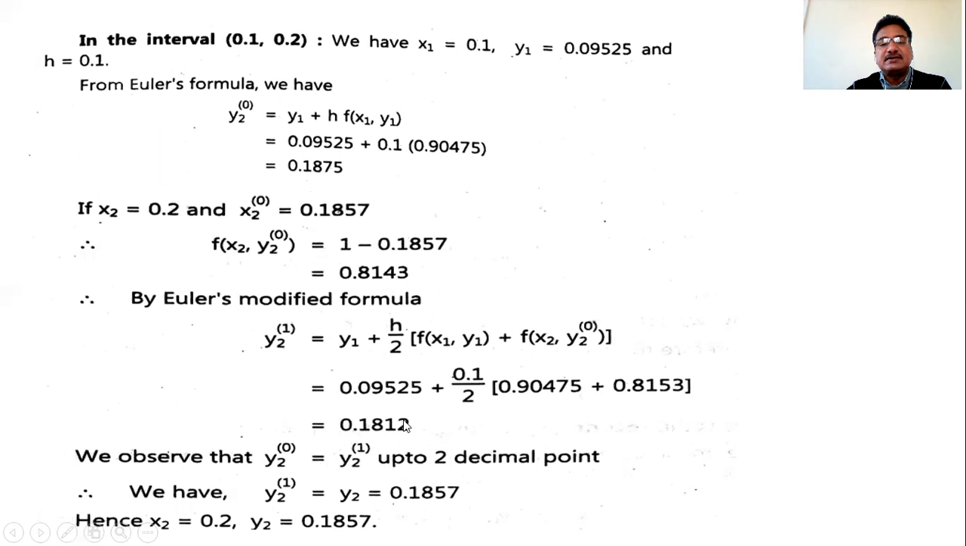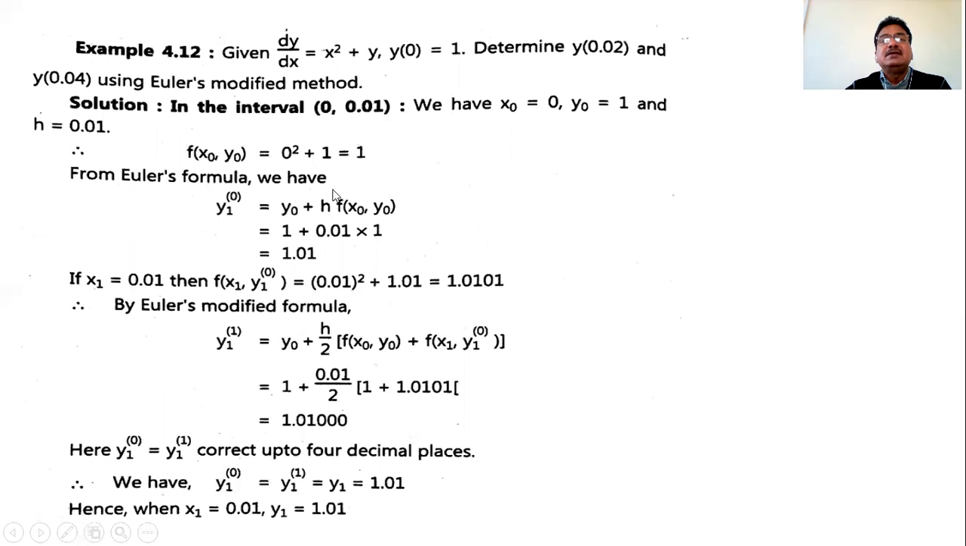So finalize this as y2, and this is the value of y at 0.2. So the final answer is 0.1857. Similar problem: dy by dx is x square plus y, y0 is 1.